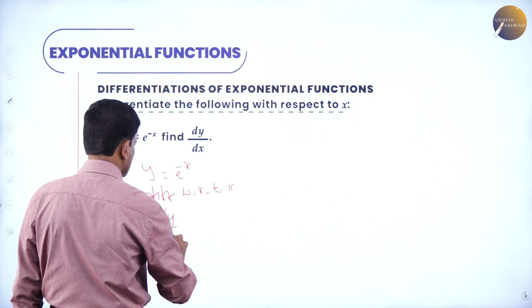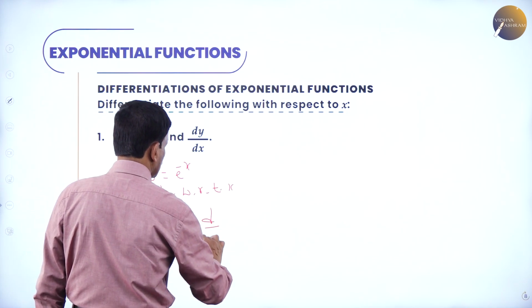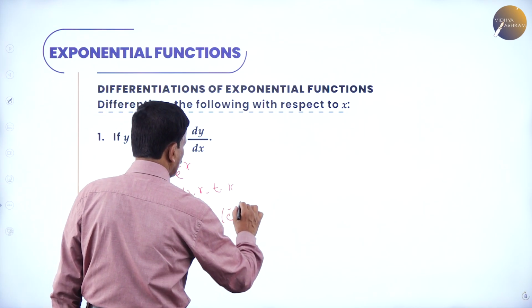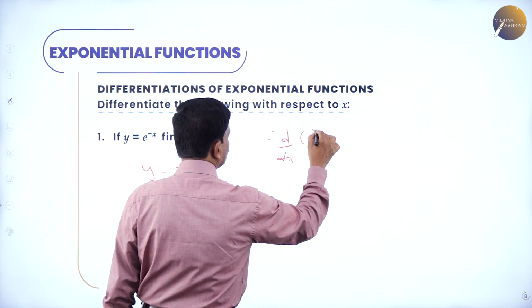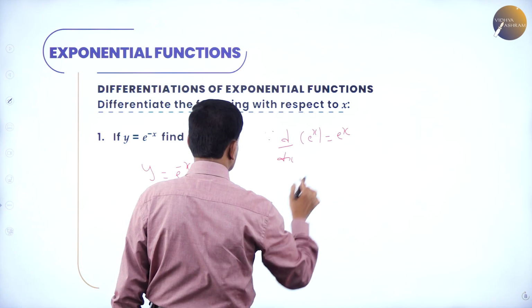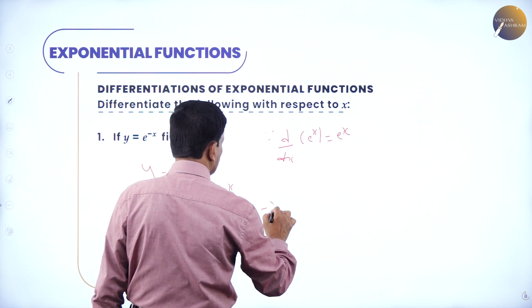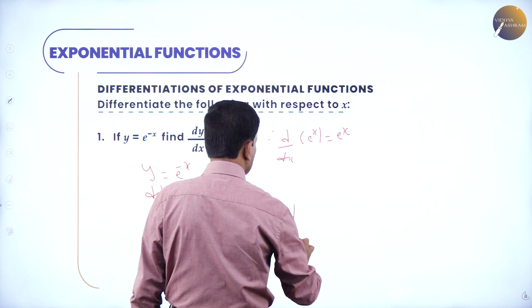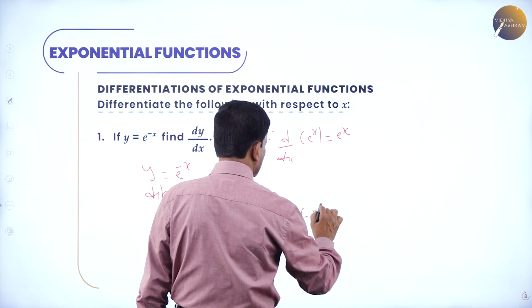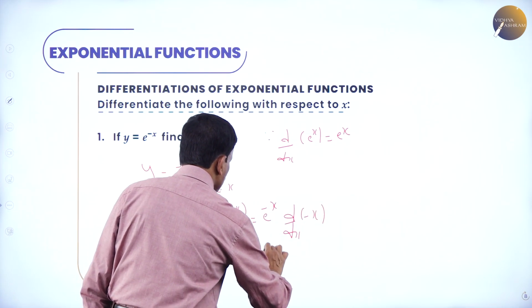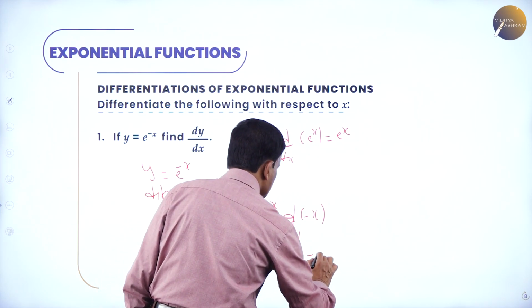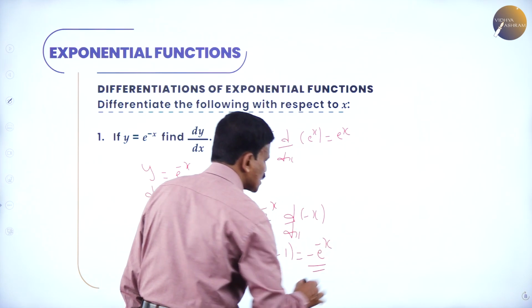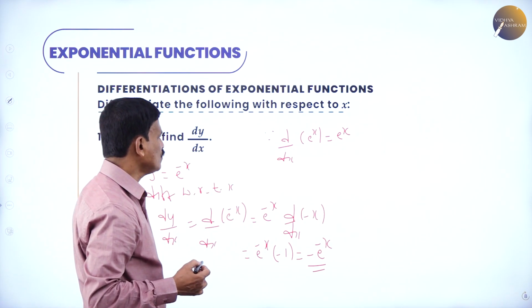Dy by dx is equal to d by dx of e to the power of minus x. You know what is the derivative of e raised to x? D by dx of e raised to x is e raised to x itself. So, this is equal to e to the power of minus x into d by dx of the inside function minus x. So, this is e raised to minus x into the derivative of minus x, which is minus 1. This is minus e to the power of minus x.